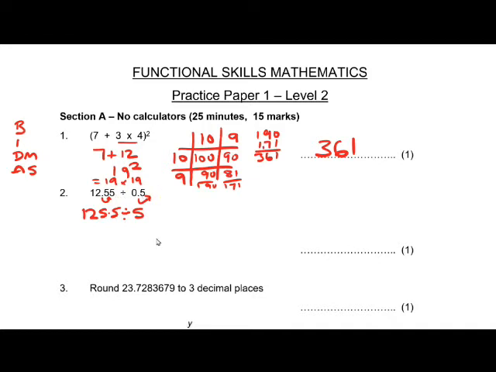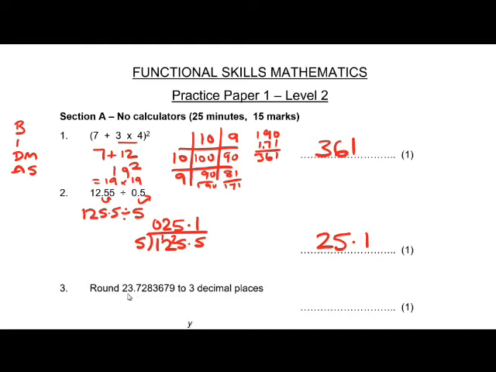So now we do the division. So it's 125.5 divided by 5. So 5 doesn't go into 1, so carry the 1. 5 goes into 12 twice, remainder 2. 5 goes into 25 5 times, no remainder, don't forget your decimal place. And 5 goes into 5 once. So our answer is 25.1.